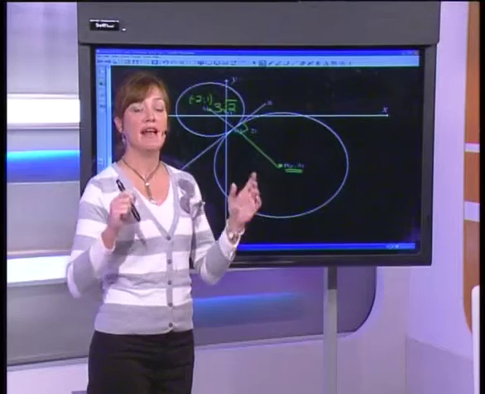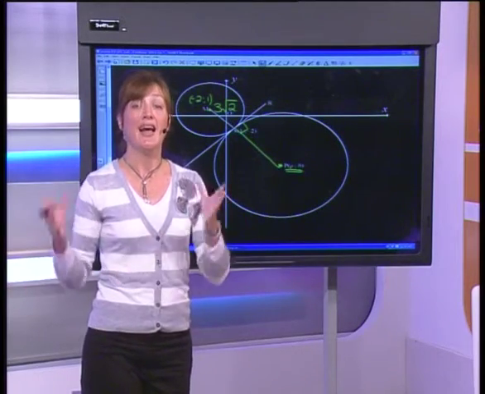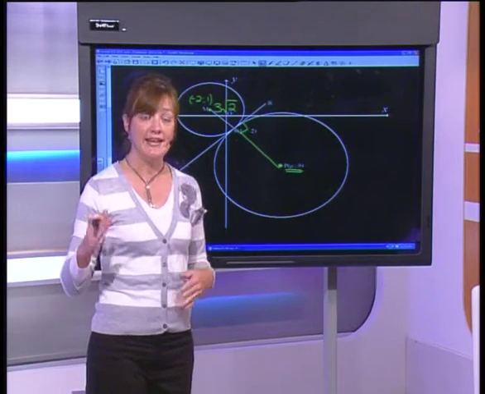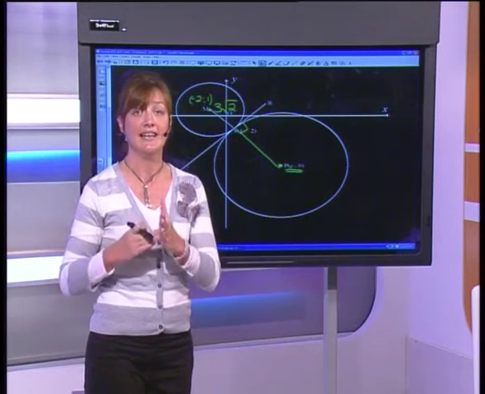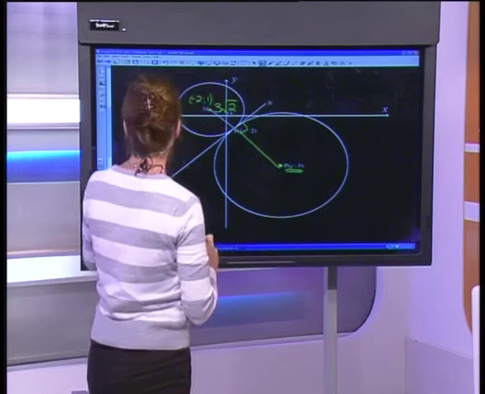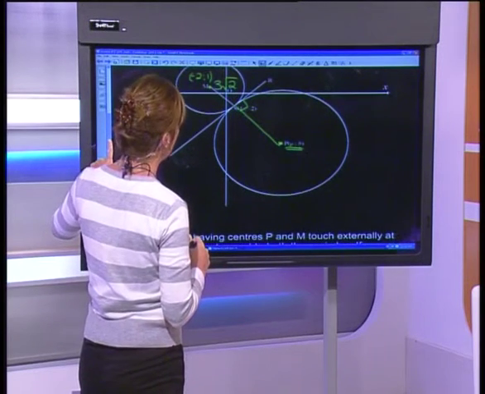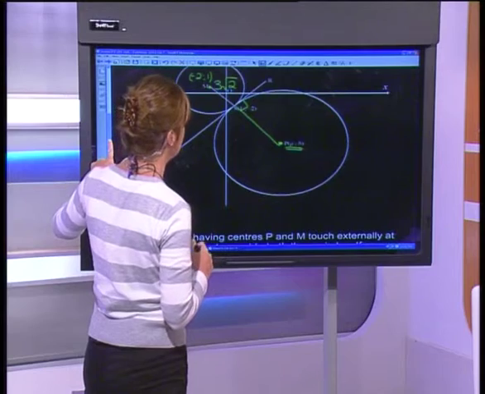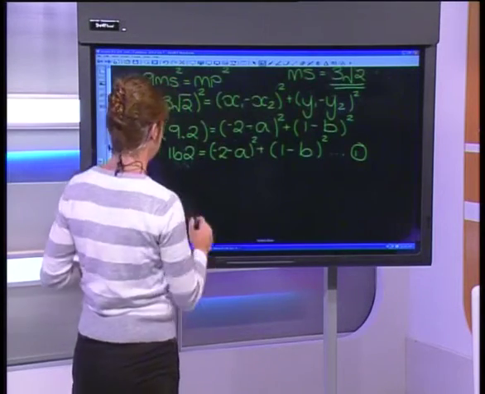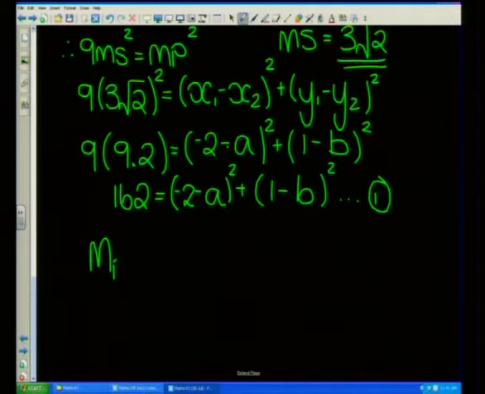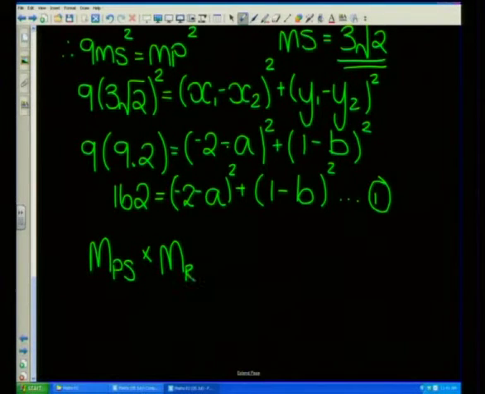So what I'm going to do is I'm going to make my equation 2 out of that theory over there, that the gradient of the radius and the tangent are perpendicular, all right? So this is where equation 2 is going to come from. The gradient from P to S is perpendicular to the gradient from R to S. The gradient from P to S multiplied by the gradient from R to S, which is something that E.T. was talking about just now, is equal to -1. Okay, when two perpendicular gradients are multiplied, they give us -1.